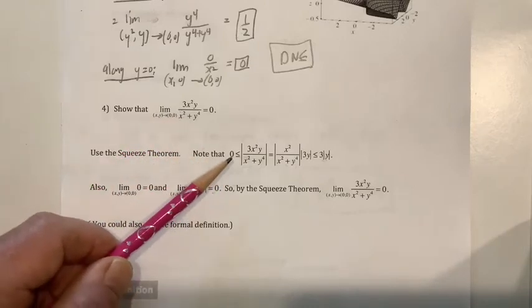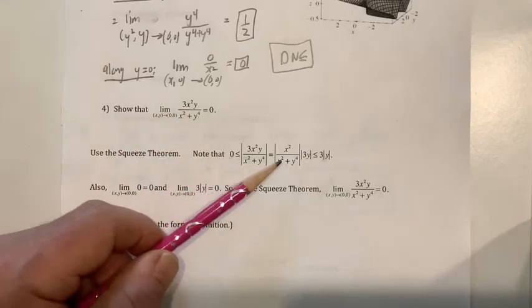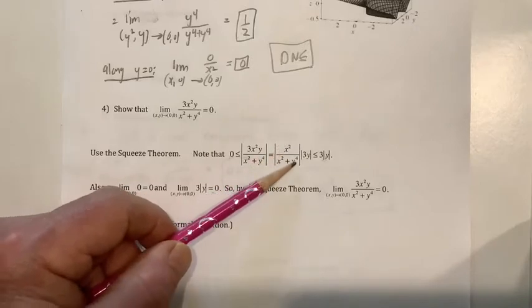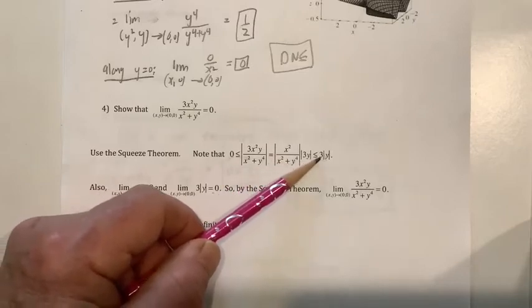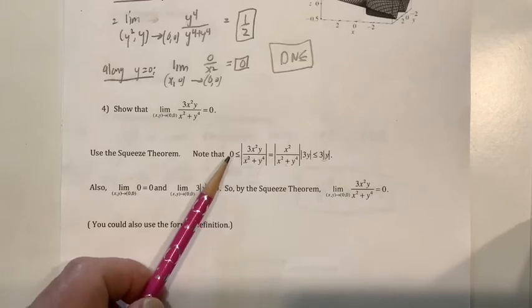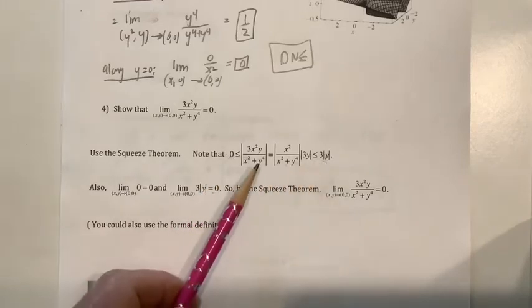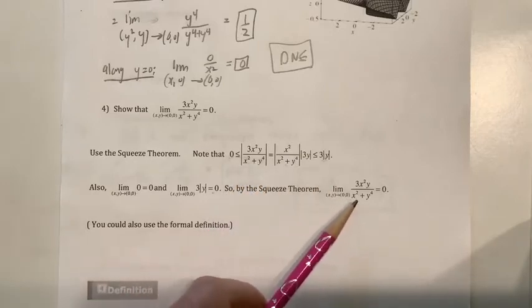First of all, 0 is less than or equal to the absolute value of this. And then you could break the absolute value up like this. And the trick is this expression right here is less than or equal to 1 because the bottom is bigger than the top. So you can say this is less than or equal to 3 absolute value of y. This goes to 0, and this goes to 0. So by the squeeze theorem, the absolute value goes to 0. And since the absolute value goes to 0, so does the function.